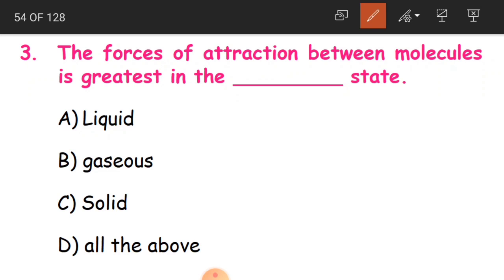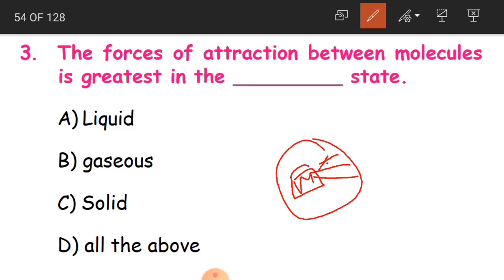The forces of attraction between molecules. Suppose for example, if you take one magnet and you place any metal object like a pin or nail, iron, metal, it's going to attract very fast to this magnet. So they become very near, they'll be attached together. So this is called force of attraction.